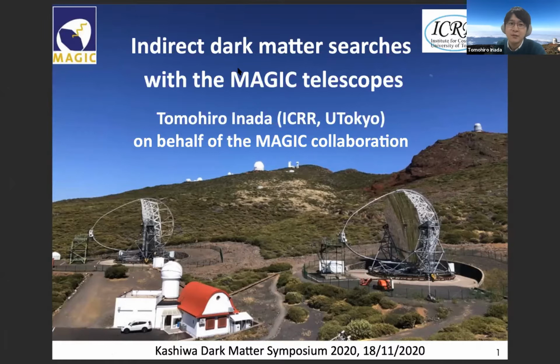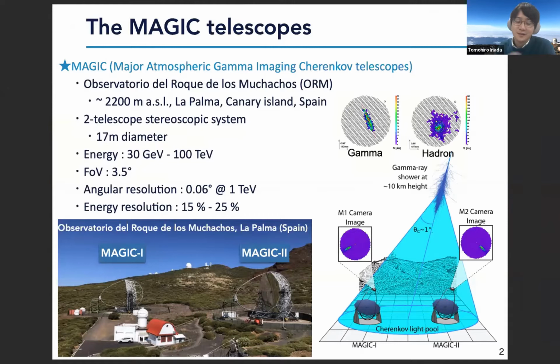I'm Tomohiro Inada, working at ICRR, University of Tokyo, and today I will talk about indirect dark matter studies with the MAGIC Telescope. In my talk, I will focus on a review of the recent highlights with the MAGIC Telescope. First, let me briefly talk about the MAGIC Telescope.